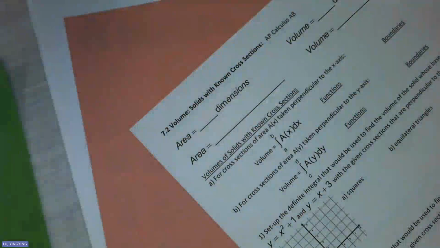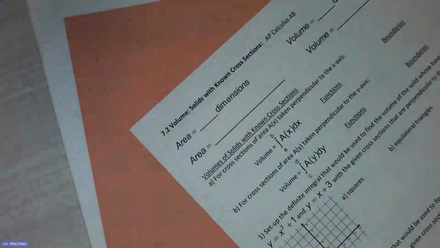But we have many kinds of cross sections. There are square ones, semicircle ones, and triangle ones. These are the squares, a whole bunch of squares, and this is the equilateral triangles. They all look like fish. Basically, you add every single triangle up. All right, so that is the volume.